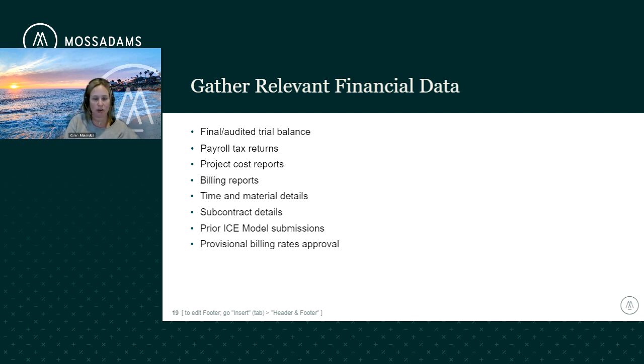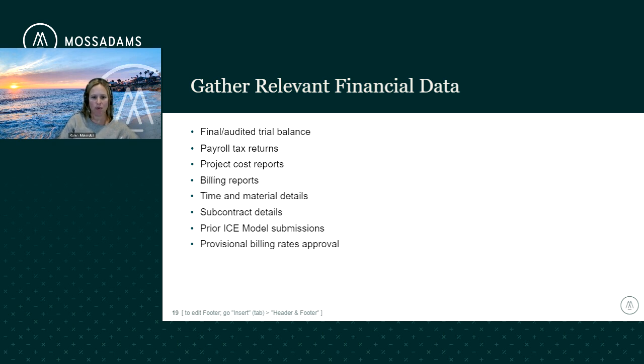The final audited trial balance is a good starting point, along with payroll tax returns, the Form 941s, the quarterly payroll tax returns, and project cost reports. So, what costs have been incurred for each specific contract on a direct cost basis. Billing reports, what's been billed cumulatively versus in the fiscal year you're doing the ICE model for. Detail of any time and material contracts, like labor hours, labor categories, billing rates, and subcontractor details. We'll get into why each of these might be important for the ICE model being prepared.